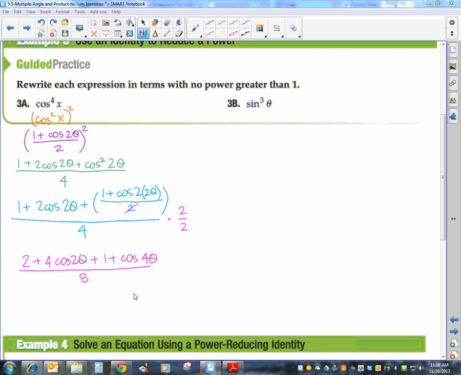So the only thing left that we have to do is to simplify any terms. And sometimes they write this out front, so I just want you to be familiar with it. I don't really care which way you do it. 2 plus 1 is 3 plus 4 times the cosine of 2 theta plus the cosine of 4 theta.